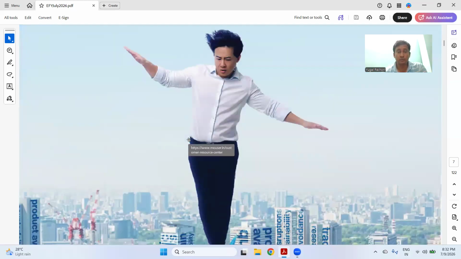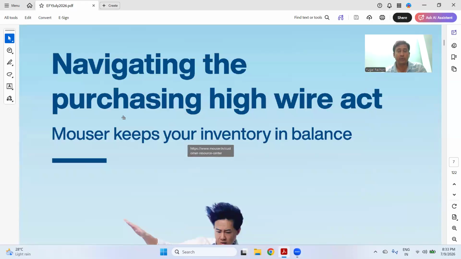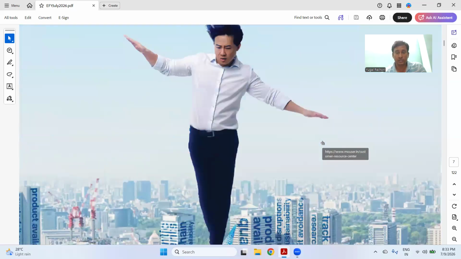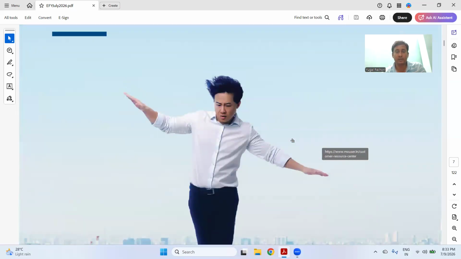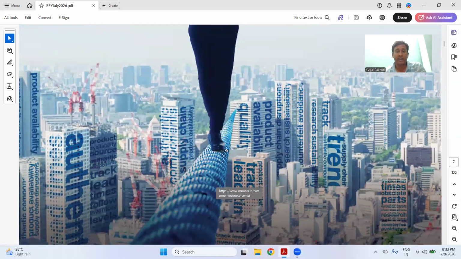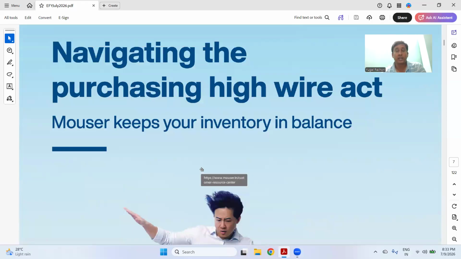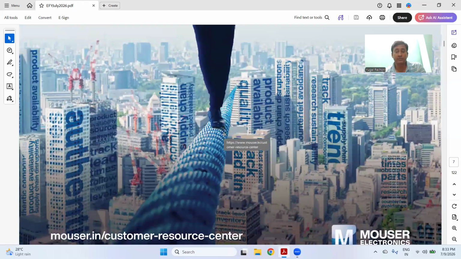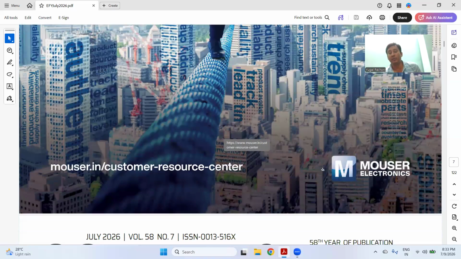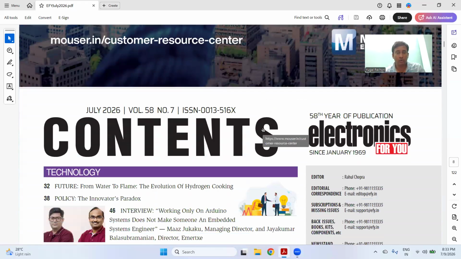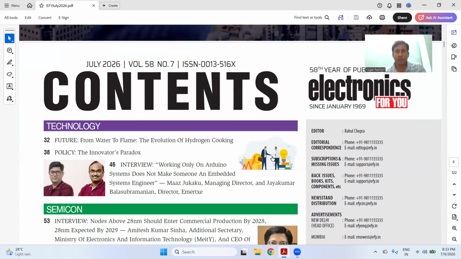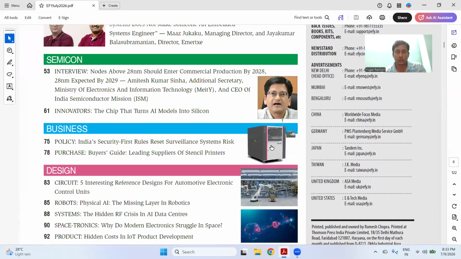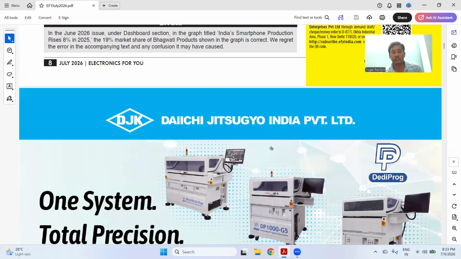Now, let's move on. This is another article, Navigating the Purchasing High Wire Act. Mouser keeps your inventory in balance. You can see this gentleman is balancing on this wire cable, which is connected through the building. So it means we are trying to show some wire act with the connection with the wires. This has been promoted by Mouser Electronics. Now, this is the content, and one by one we will discuss the content. So let's move on to the interesting article.